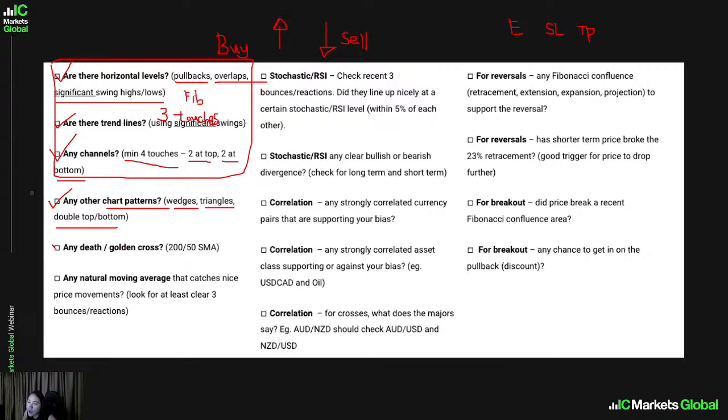Once that is done, I will then pull out indicators. The indicators that I like to use are the 200 and the 50 moving average to look for death and golden crosses. This will give me a directional bias.